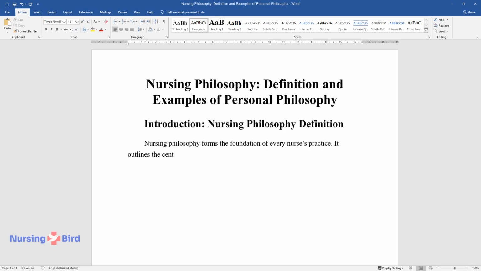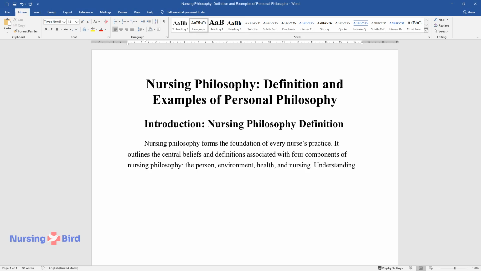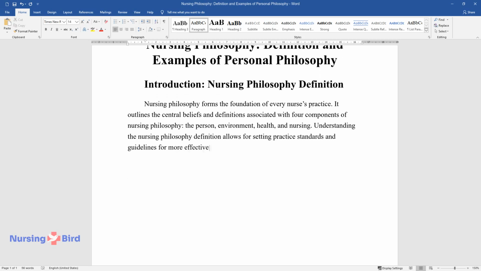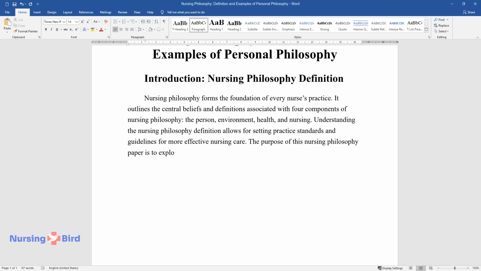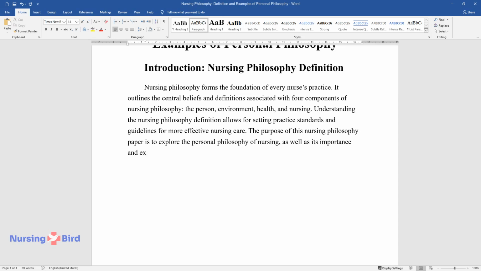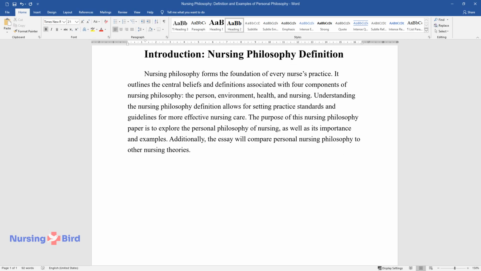It outlines the central beliefs and definitions associated with four components of nursing philosophy: the person, environment, health, and nursing. Understanding the nursing philosophy definition allows for setting practice standards and guidelines for more effective nursing care. The purpose of this nursing philosophy paper is to explore the personal philosophy of nursing, as well as its importance and examples. Additionally, the essay will compare personal nursing philosophy to other nursing theories.